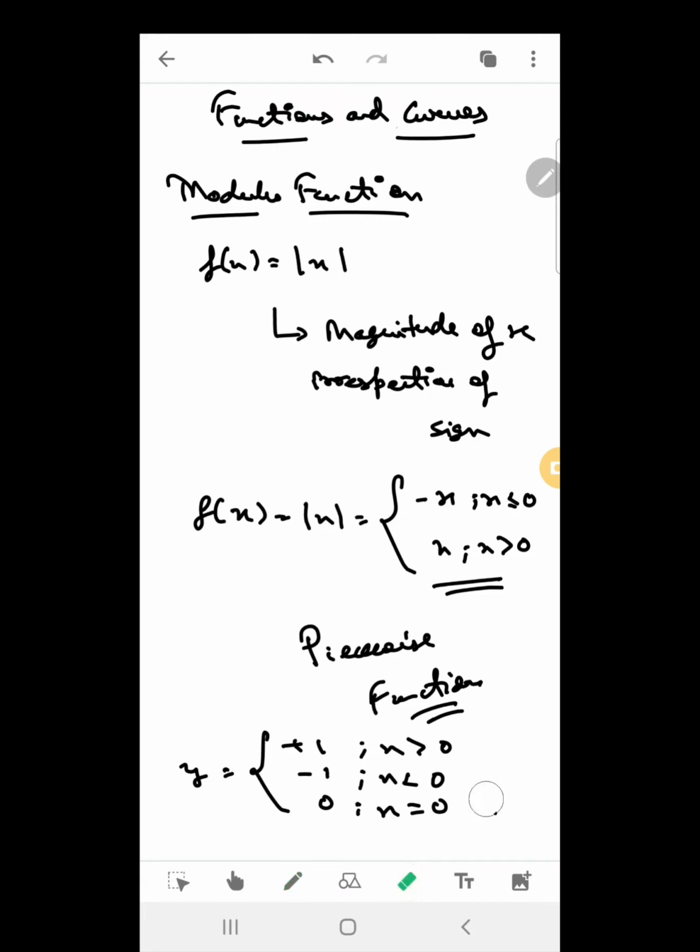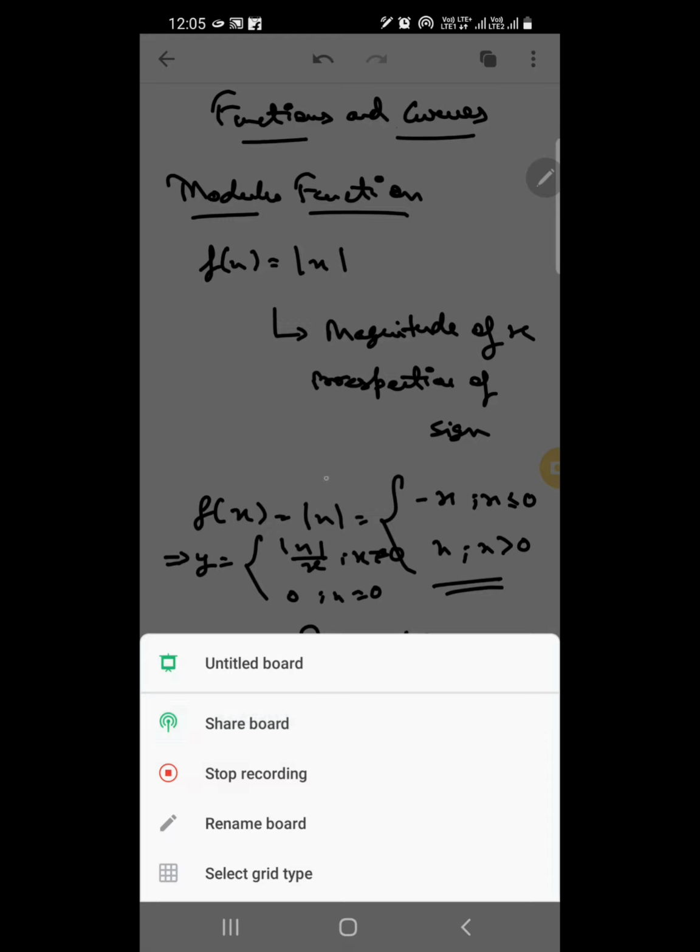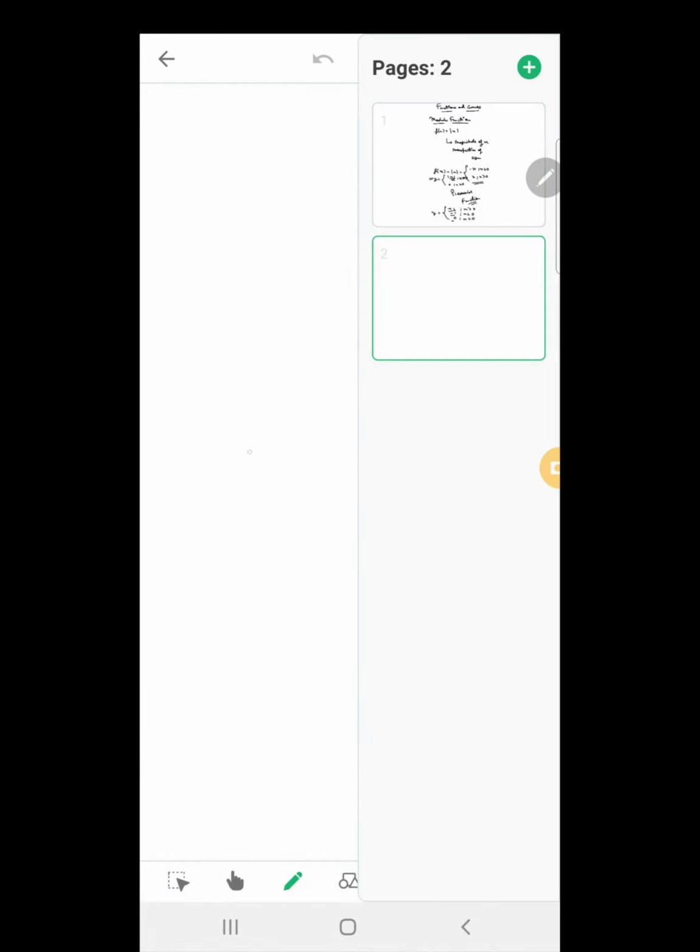Okay, so this is also written like this. Let me write it in here. So the signum function is also given as y equals mod x over x when x is not equal to 0 and 0 when x equals 0. This is the definition of the signum function. This is also a piecewise function, different values in different intervals. Next, I guess we should talk about the greatest integer function.